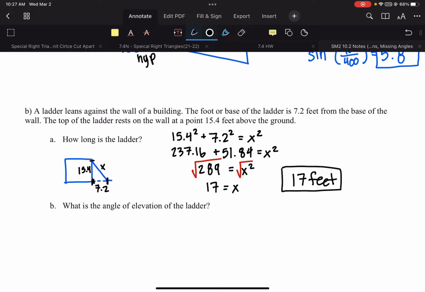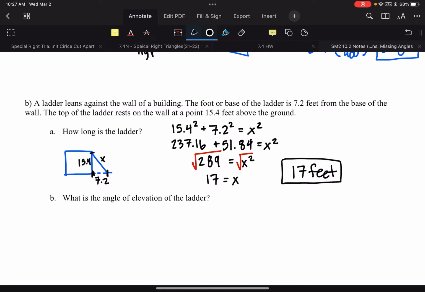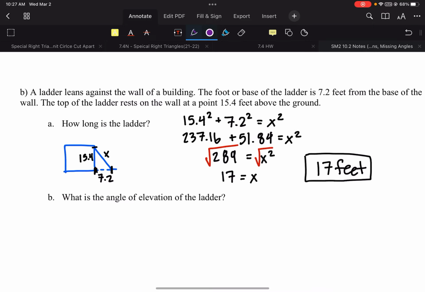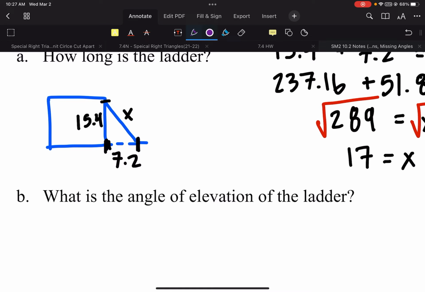Okay, so now I know how long the ladder is. Now I want to know what is the angle of elevation of the ladder. So I'm going to zoom in on my picture really fast so we can talk about the angle of elevation. So the angle of elevation is always from the ground or the eyesight looking up. So we are looking at this angle on the bottom right. That's my theta. So I'm going to label my sides opposite, adjacent, and hypotenuse. Sorry, this is not a great picture.